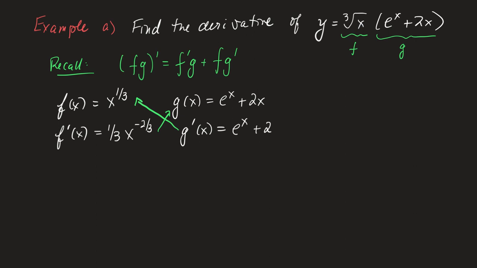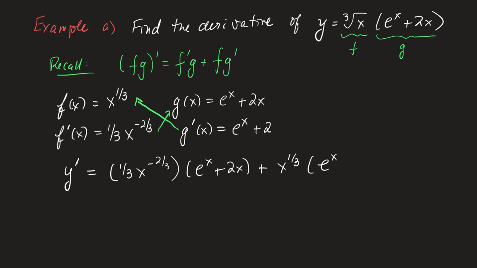So the derivative of our original function, y prime, is f prime, 1/3 x to the minus 2/3, times g, so times e to the x plus 2x, plus f, which is x to the 1/3, times g prime, which is e to the x plus 2. So that's our derivative.